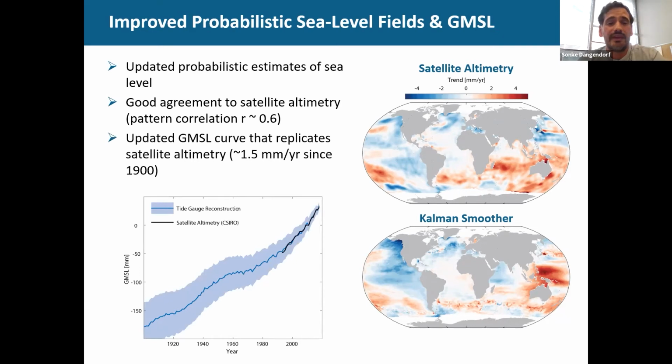We also get an updated global mean sea level curve that is shown in blue here from 1900 to 2018. In black overlaid, we see the satellite altimetry record. So we see that our reconstruction replicates the satellite record very well, both in terms of the trend as well as in terms of the variability. The linear trend of that global mean sea level curve is about 1.5 millimeter per year since 1900, which is in good agreement with former assessments.